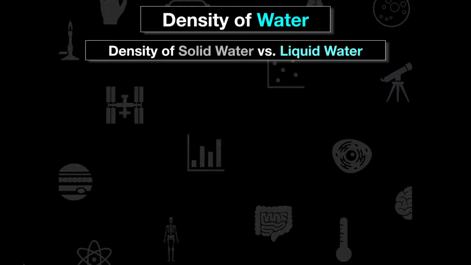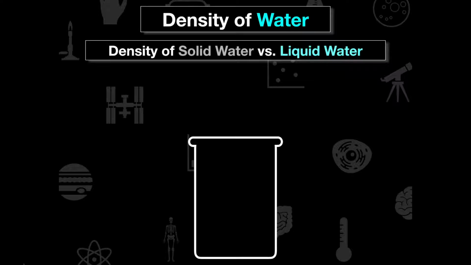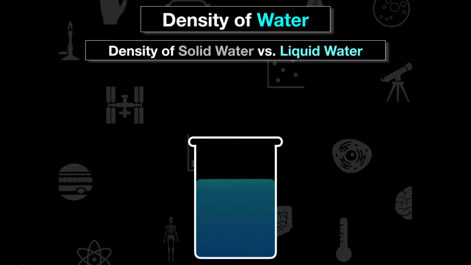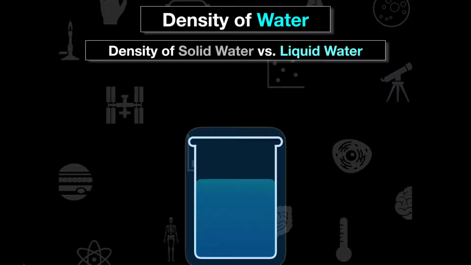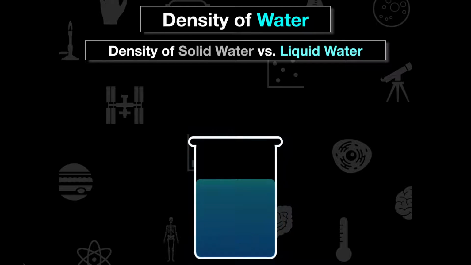So let's compare the density of solid water and liquid water. So let's say I take a beaker and I fill that beaker up with some water. Now I'm going to take that beaker and put it in the freezer for maybe 3 or 4 minutes. And what we're going to see is on the surface of that water, we're going to get ice forming.